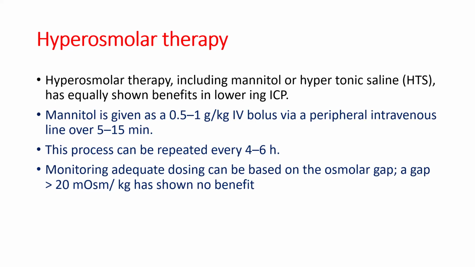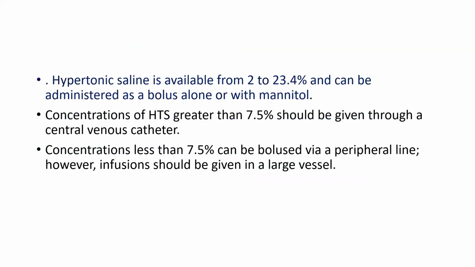Hyperosmolar therapy, including mannitol and hypertonic saline, has equally shown benefit in lowering ICP. Mannitol is given as 0.5 to 1 gram per kg IV bolus via a peripheral intravenous line over 5 to 15 minutes, and this can be repeated every 4 to 6 hours. Then we have to monitor adequate dosing based on the osmolar gap. An osmolar gap of more than 20 mOsm/kg has shown no benefit.